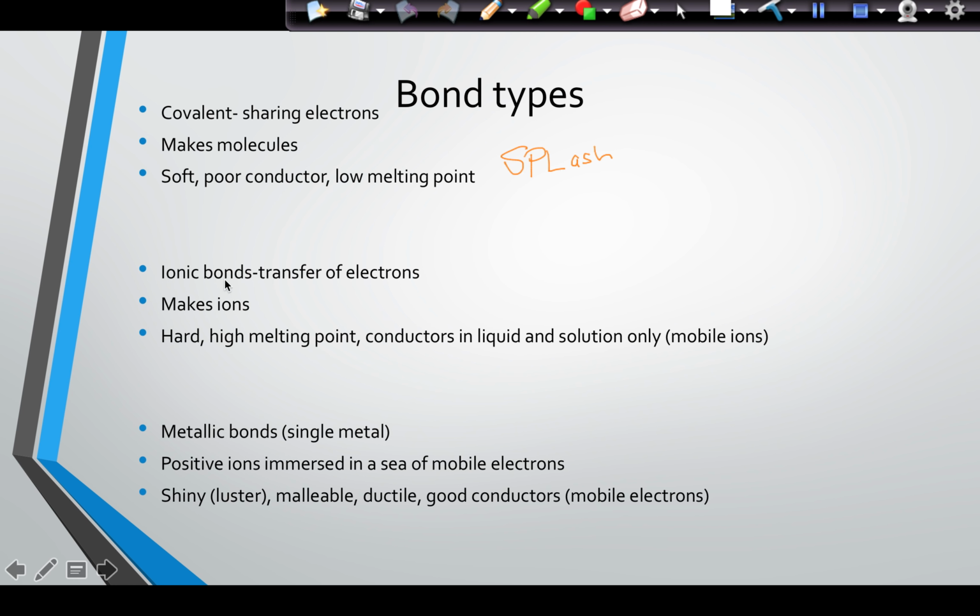Ionic bonds include the transfer of electrons, making ions. Ionic compounds are hard with a high melting point, and they conduct in liquid and solution when their ions can move. Metallic bonds consist of single metals, like just a sample of silver or just a sample of gold. Their positive ions are immersed in a sea of mobile electrons.